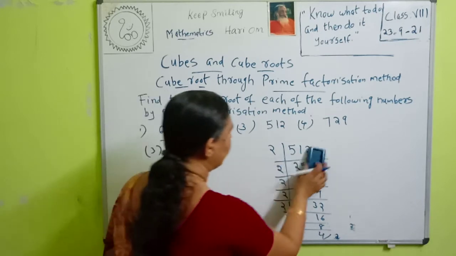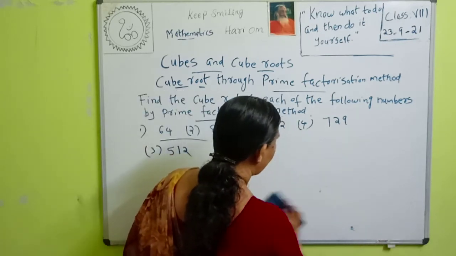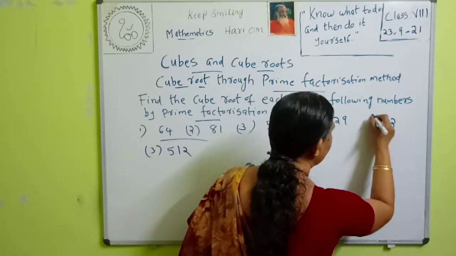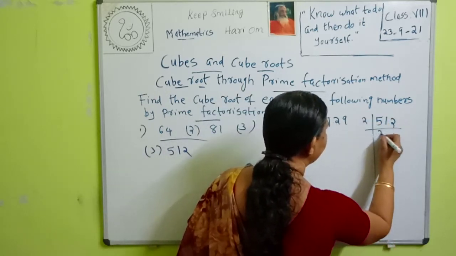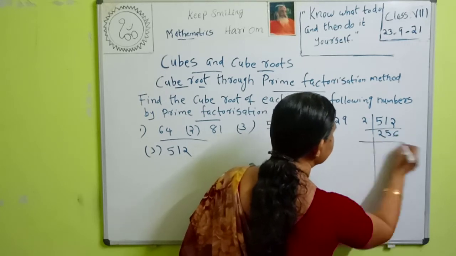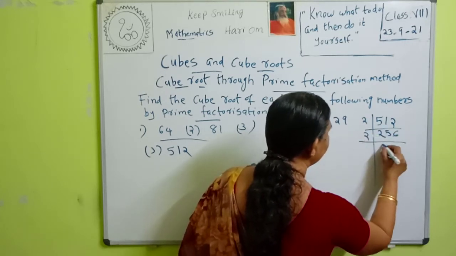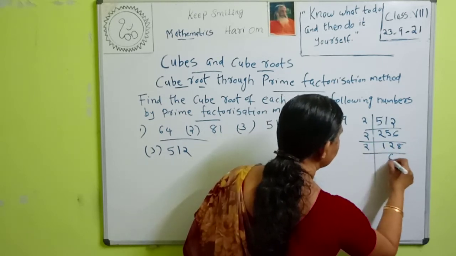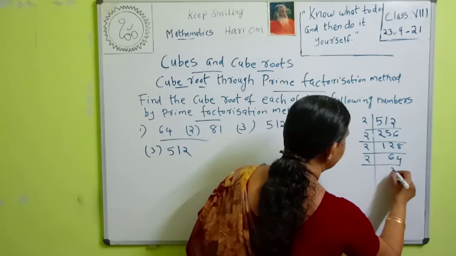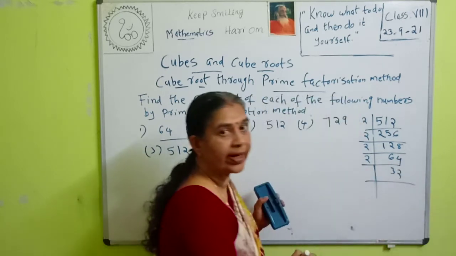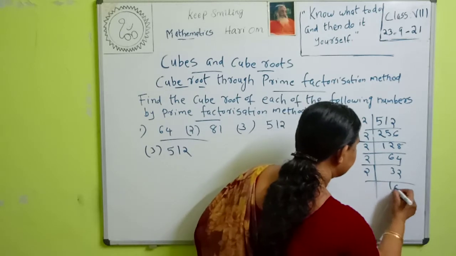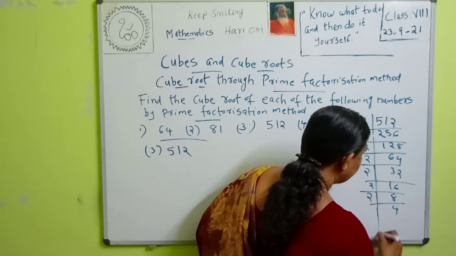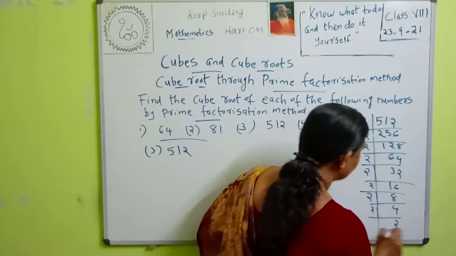512 is equal to, we can write it here. 512. Then 2. 256. Then 2. 128. Then 2. 64. Then 2. 32. Then also we can divide by 2. That is 16. Then 8. 8 by 2 is 4. Then 4 by 2 is 2.